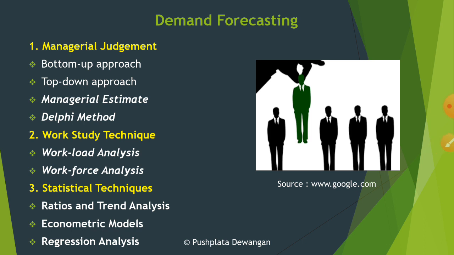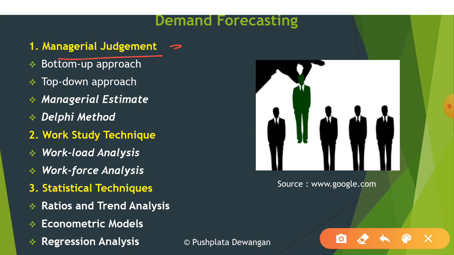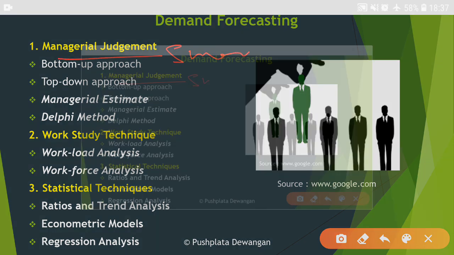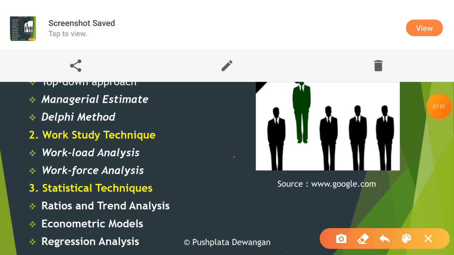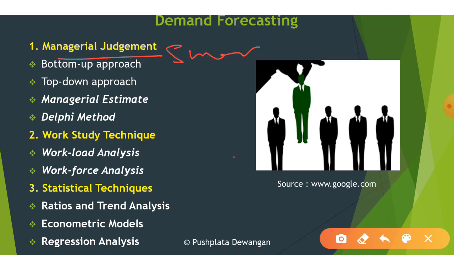So under this, first one is the managerial judgment. This is one of the most typical methods of forecasting, which is used by the small companies.